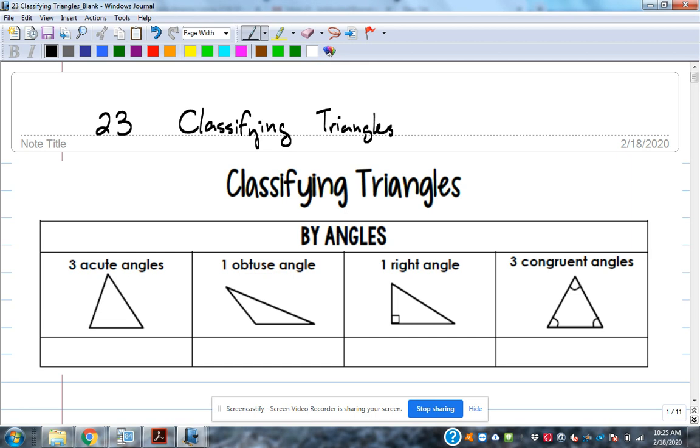When a triangle has three acute angles, it's an acute triangle. And we're just going to use a picture of a triangle instead of writing out the word triangle. If it has one obtuse angle, it's an obtuse triangle. Super easy stuff. One right angle, it's a right triangle. Three congruent angles, equiangular. So we're classifying by angles in this first little set here.